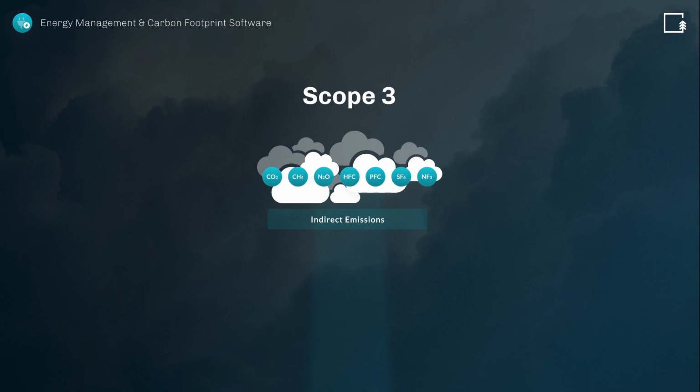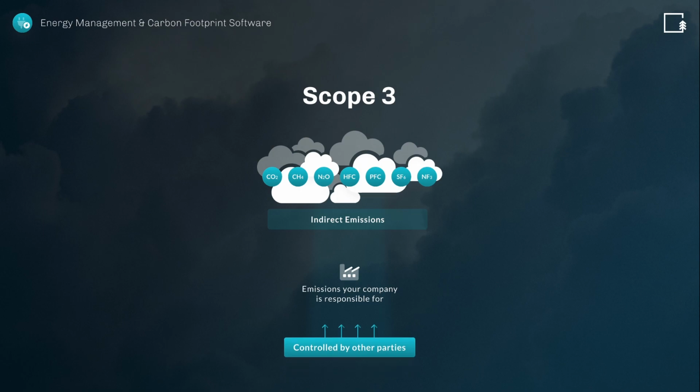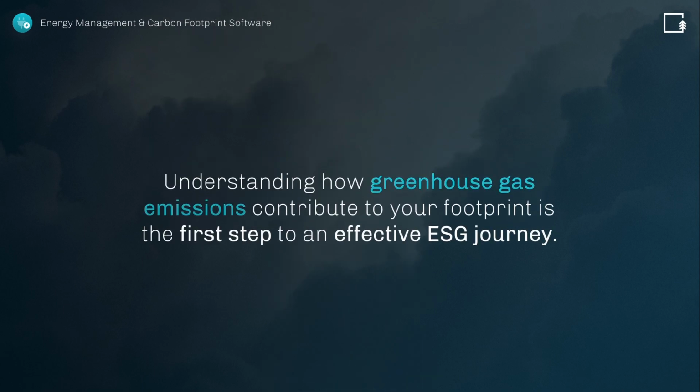Scope 3 emissions are indirect emissions associated with everything that supports your business operations. These include all the emissions for which a company is responsible but go beyond its boundaries and are controlled by other parties along the value chain, such as business travel, goods purchased, and waste disposal, and so on. Understanding how greenhouse gas emissions contribute to your footprint is the first step to an effective ESG journey.